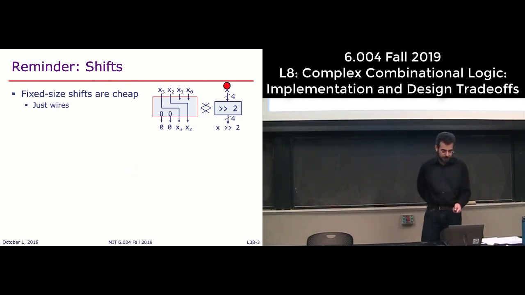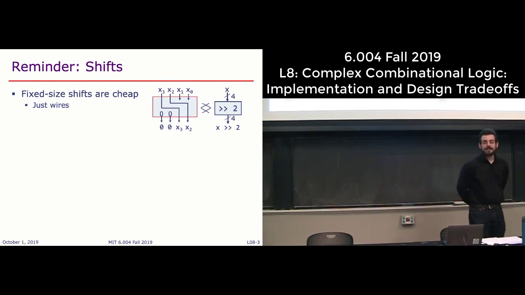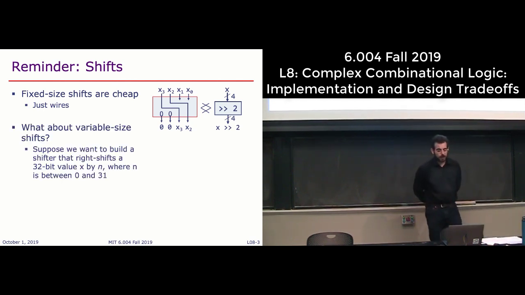and we can write this in a more succinct form. We can just express this as this block. So you have, remember, this notation where this 4 denotes that this is a 4-bit input x, and then this returns a 4-bit output. That's x shifted right by 2. But then we tried to do these variable size shifts. So in RISC-V and in most other processors, you have the shift instructions that actually let you specify how much you want to shift the value by.